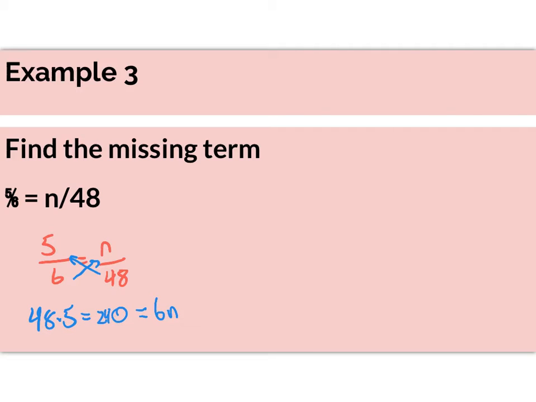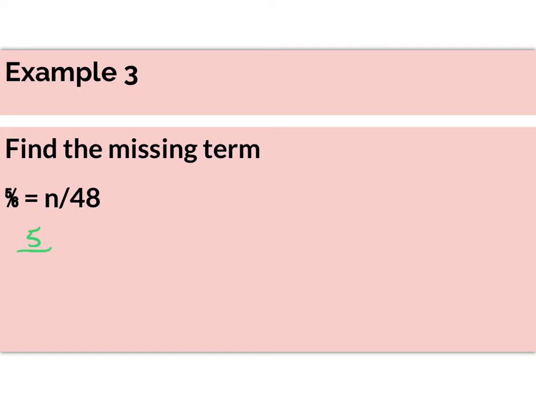And then what you're supposed to do is divide by 6 on both sides. 6 divided by 6 is 1. 240 divided by 6: 6 goes into 24 4 times and a 0. So n equals 40. I'm going to show you a shortcut here on this page.